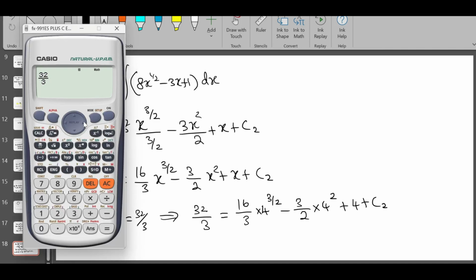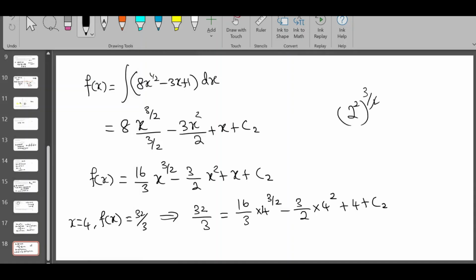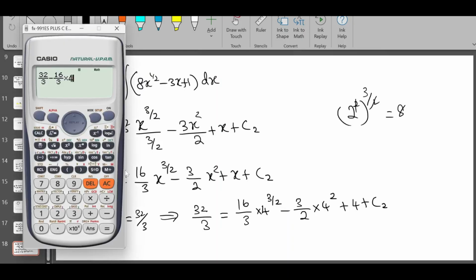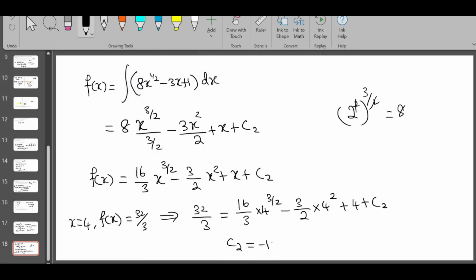32 over 3. The first term comes here, minus 16 over 3 times 4 power 3 over 2, which is 2 square power 3 over 2, which is 2 cube, 8. If you don't want to do that, just put it as 4 power 3 over 2. And the next term, minus, comes to the left side, becomes plus 3 over 2 times 4 square, 16, plus 4 comes here, minus 4. You get minus 12. c2 is equal to minus 12.